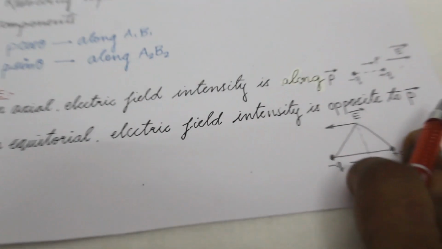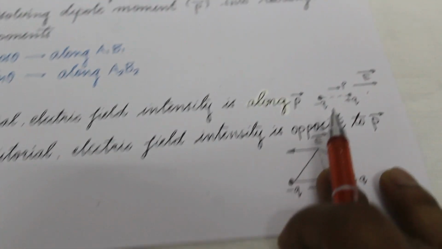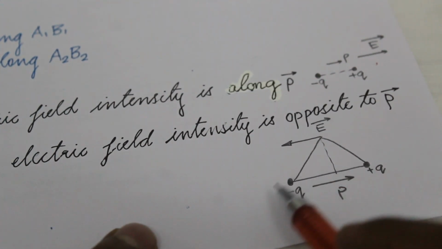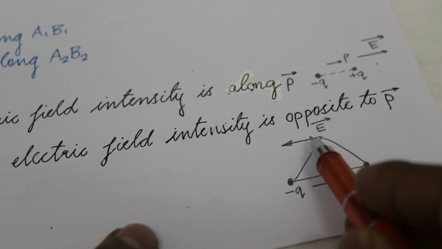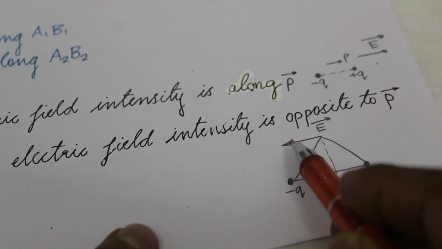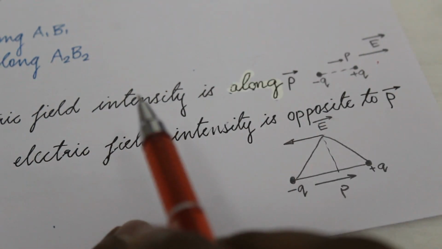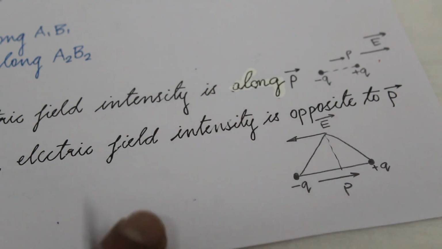Similarly, in the equatorial case, the electric field intensity is opposite to the dipole moment direction. Even this we have discussed in the earlier lecture: let's say minus q, plus q is a dipole, and if this is the direction of the dipole moment, we found experimentally as well as mathematically that the electric field intensity is in this direction. We have derived this. So what we need to remember is, in the axial case the electric field intensity is along the direction of the dipole moment, and in the equatorial case the electric field intensity is opposite to the direction of the dipole moment. This you must remember.